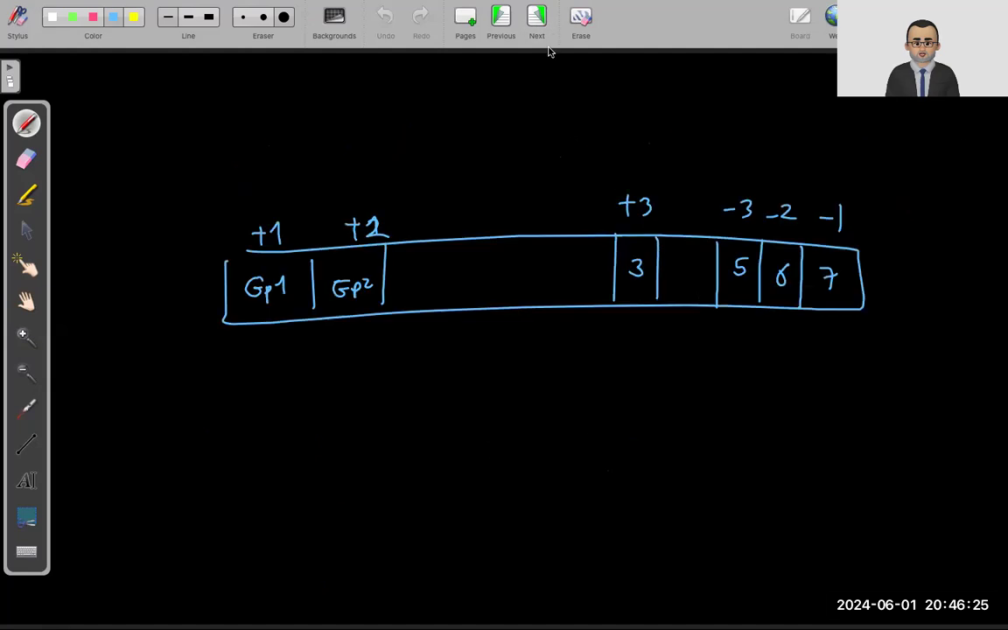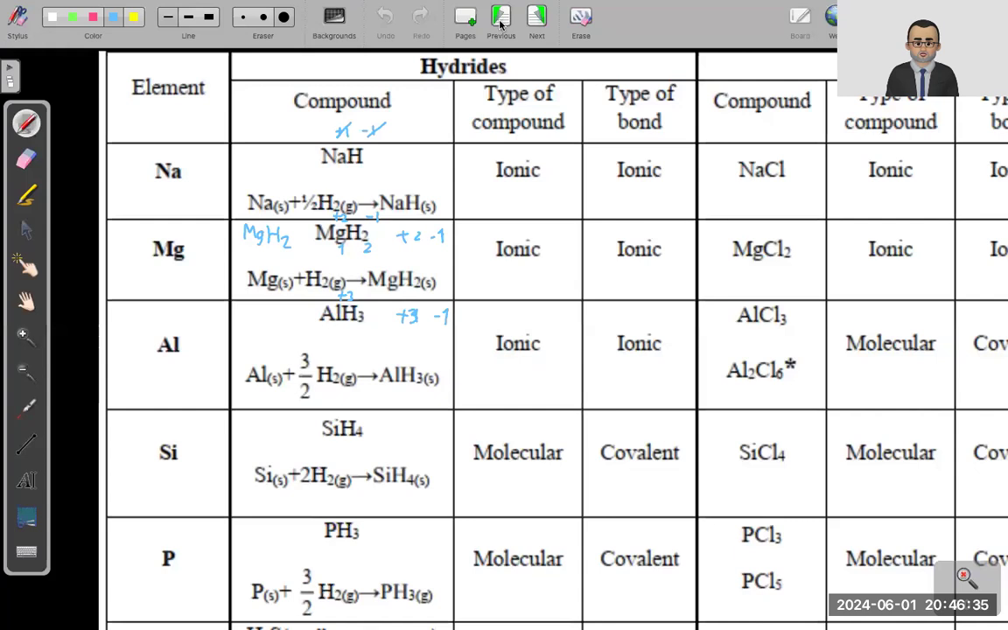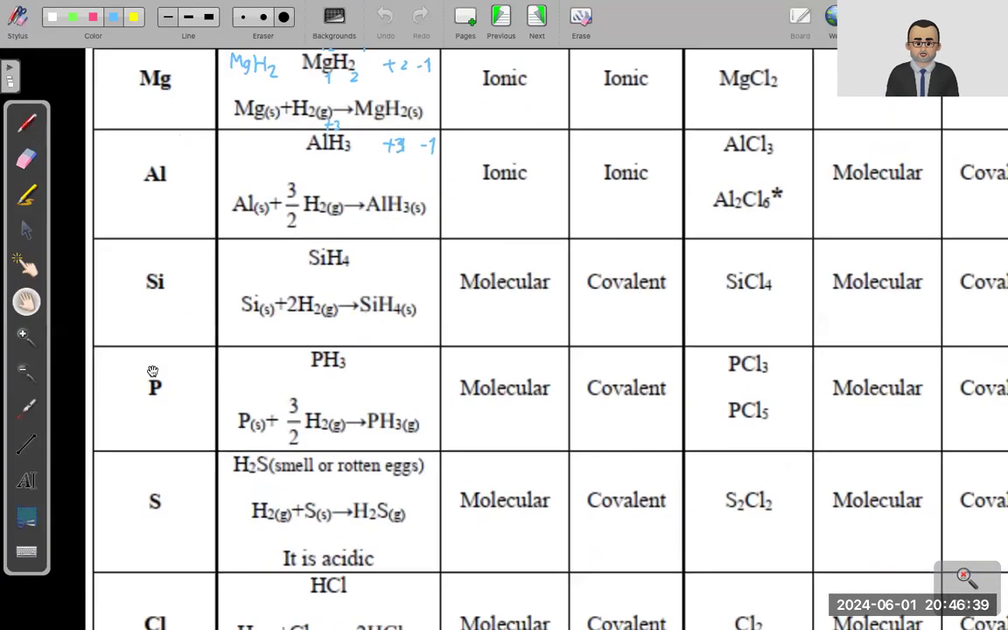So phosphorus is in group 5, so it becomes -3, so it becomes PH3. What about the next one? The next one is sulfur. This one is a little bit confusing because we just have to memorize it as it is. This is an exception that we have to memorize as it is. It becomes H2S. H plus S gives you H2S. And this equation also has to be memorized.